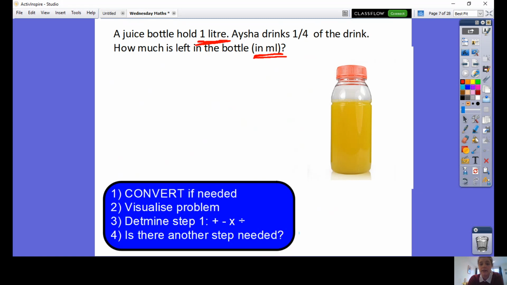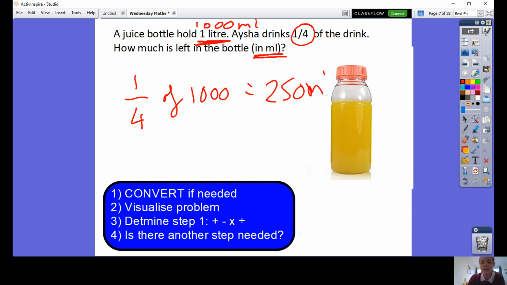Okay, convert. I'm asked for my answer in millilitres, but at the moment it's litres. 1 litre is 1,000 millilitres. The second conversion I'm going to have to do is this 1 quarter. Aisha drinks a quarter of the drink. I don't know how much that is yet, so I'll need to find out what 1 quarter of 1,000 is. 1,000 divided by 4 is 250 millilitres.